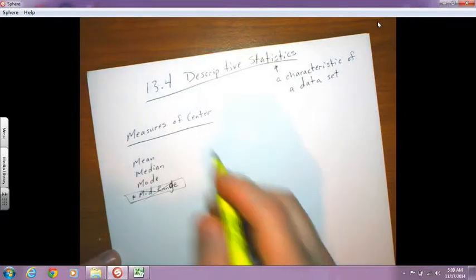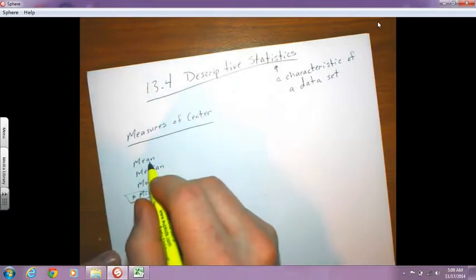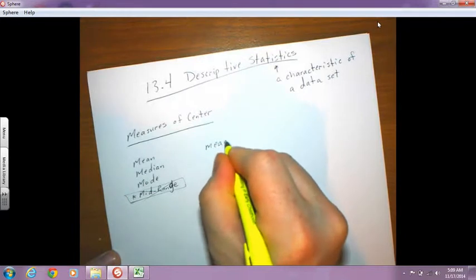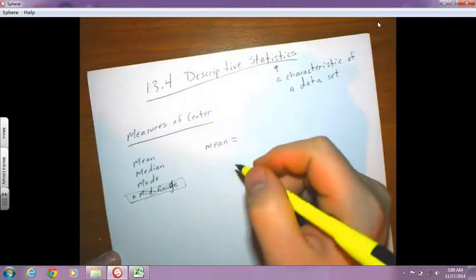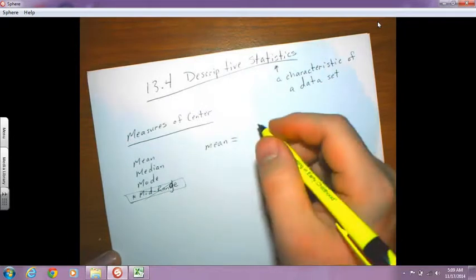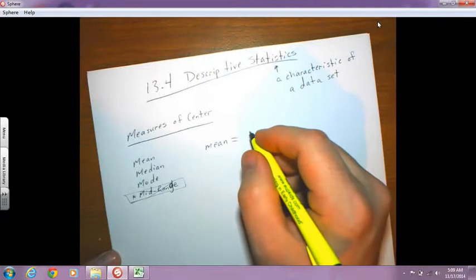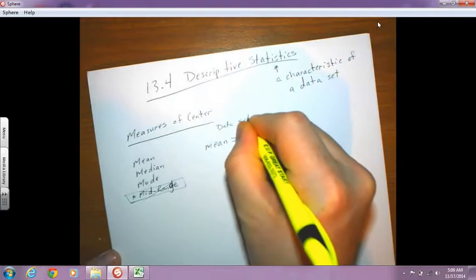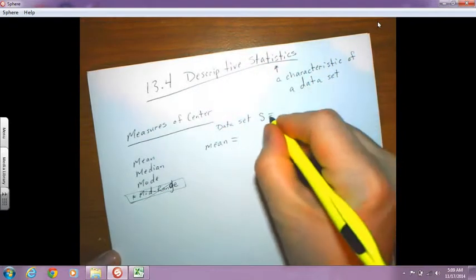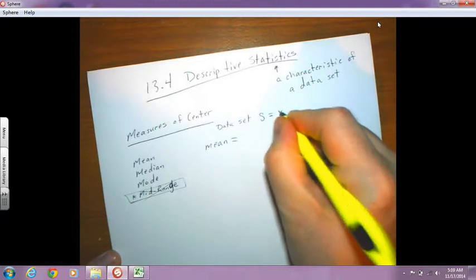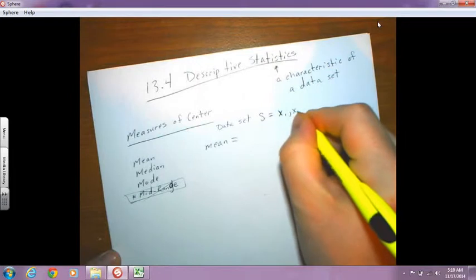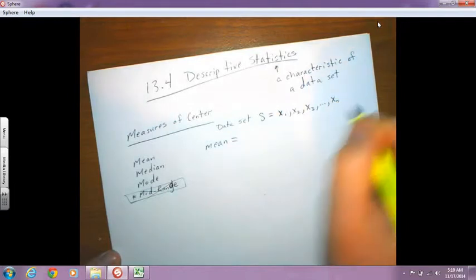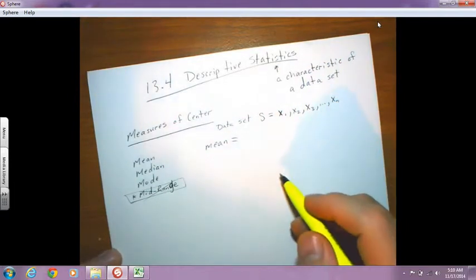Now, you guys may have learned that the word mean is the average. You add them all up and divide by how many. So to get the statistical mean, we're going to add up all the values. So let's say that we have a data set S, which is made up of a whole bunch of data values. We'll say it's made up of x sub 1, x sub 2, x sub 3, all the way up to x sub n. So we have this list of data values that we want to work with, and we want to calculate the mean.